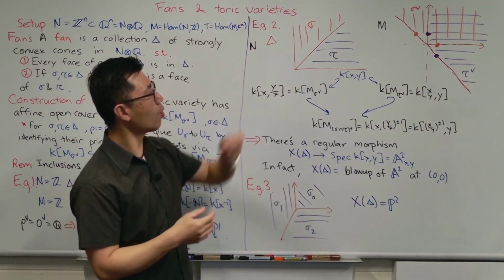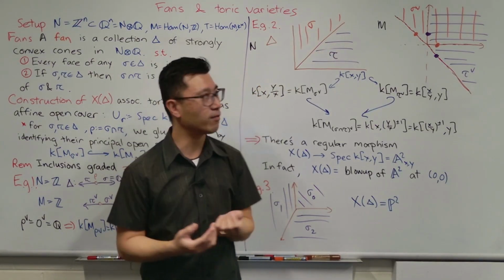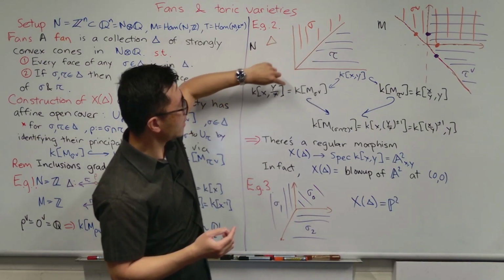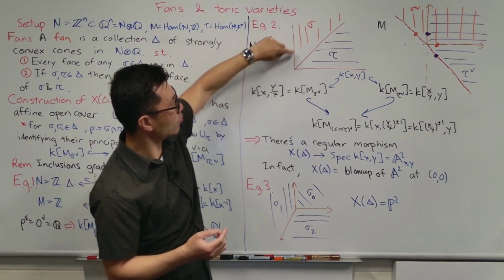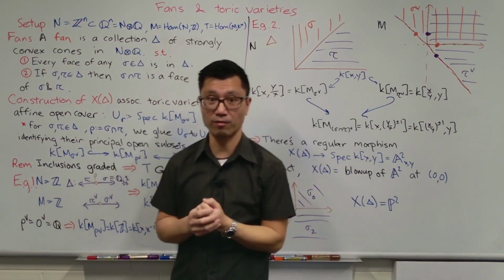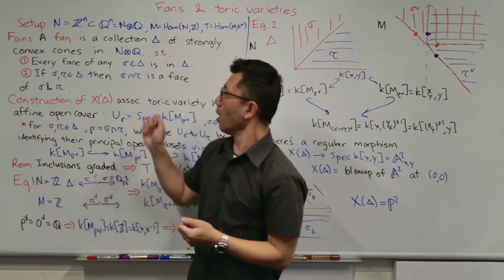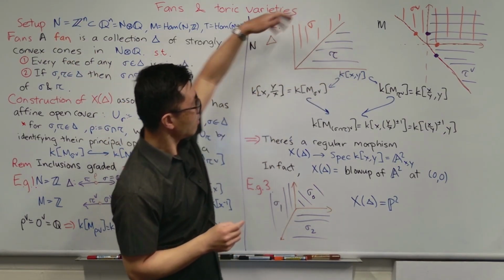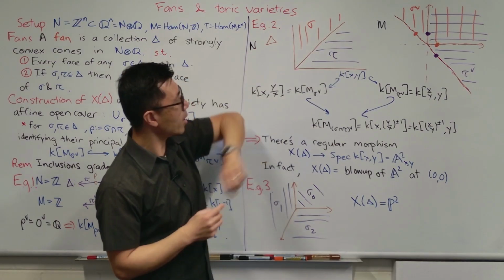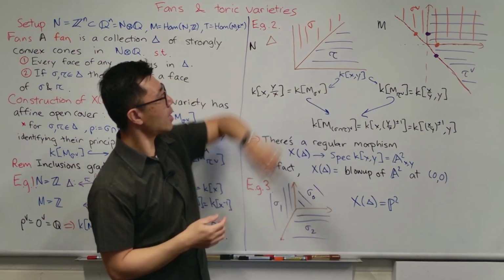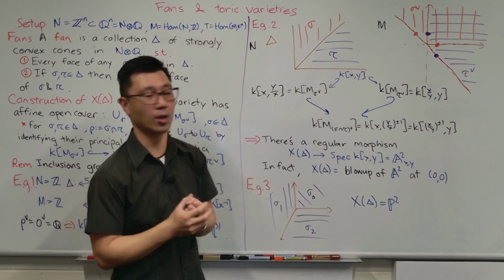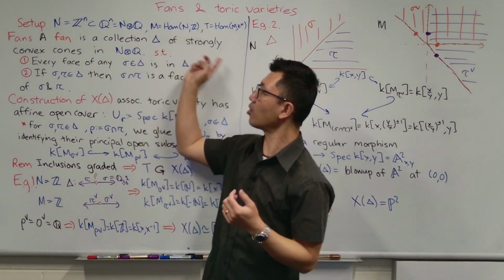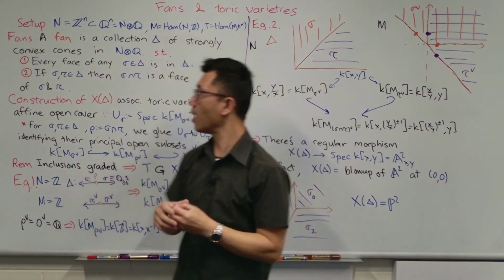Okay, so note all of these cones, they're strongly convex. If you take any vector in sigma, for example, and look at its negative, it will not be inside sigma unless, of course, it's zero. So they're strongly convex like that. Okay, so we've seen how many cones in this fan: 2 two-dimensional ones, plus 3 one-dimensional ones, and 1 zero-dimensional one. So 6 all up. It's that collection of 6 strongly convex cones that's going to form our fan.